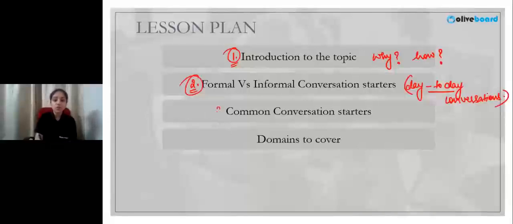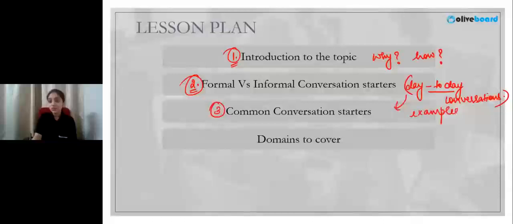The next part is common conversation starters. So when I told you that I'll be giving you examples or sentences or phrases that you can use in your day-to-day conversation, this is what I was talking about. We'll be discussing situations that you commonly land yourself in. Suppose you are in an elevator, suppose you are talking to a friend, suppose you are talking to a colleague at work, or for that matter, you might be talking to your seniors at work. How do you start the conversation? How do you carry the conversation forward? How do you carry yourself forward is what we are going to learn.